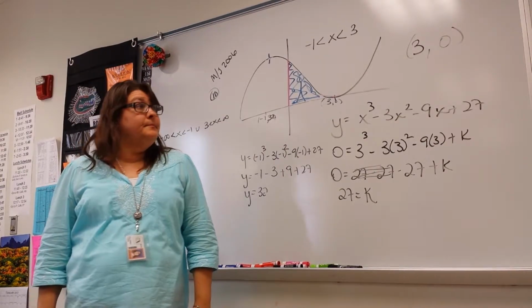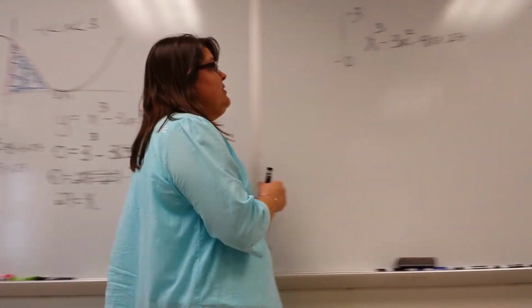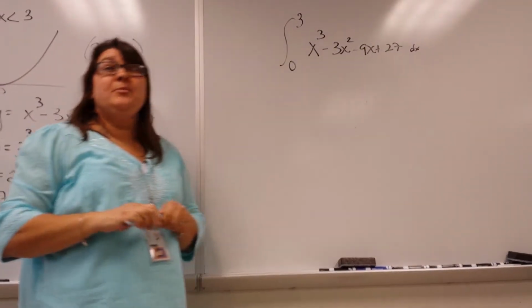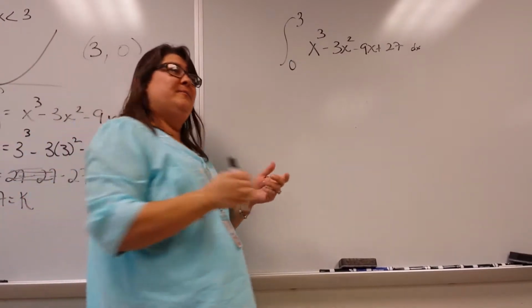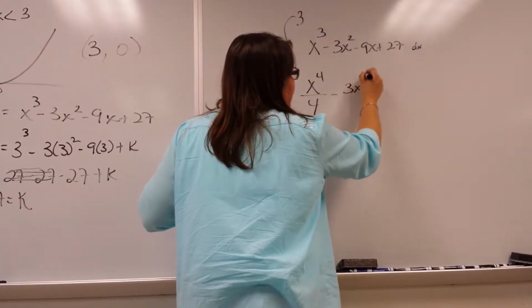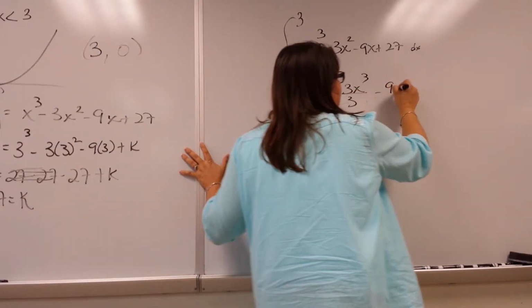Okay, so now we're just going to put the little dx and say, yay, we can take an integral, and you're going to integrate. This should be a pretty easy integral. They're big exponential powers, but it should be a pretty easy integral. So remember, we add 1 to each power.